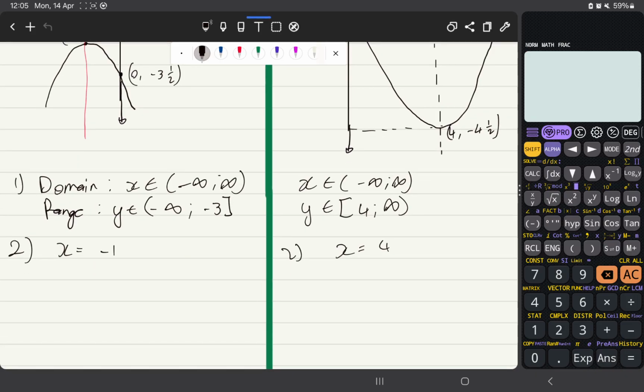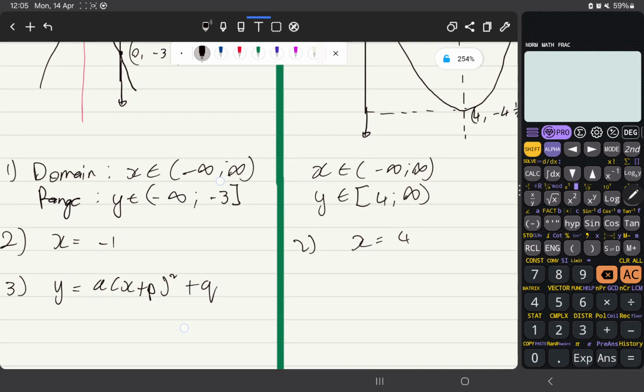Let's go on with it. So y equals a(x plus p) squared plus q. So this is how I start.